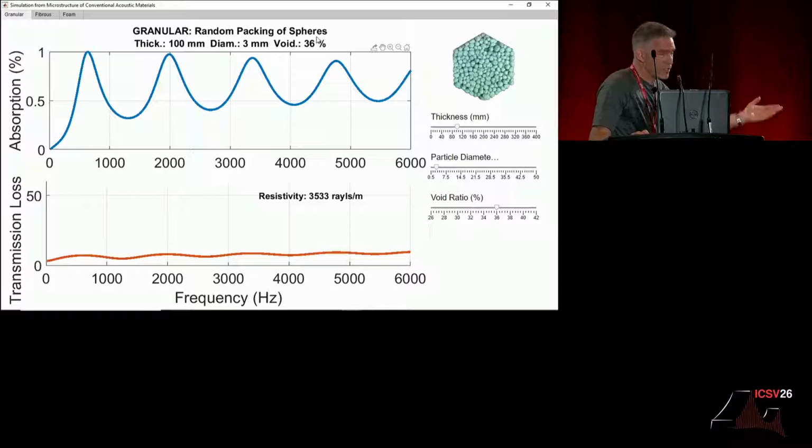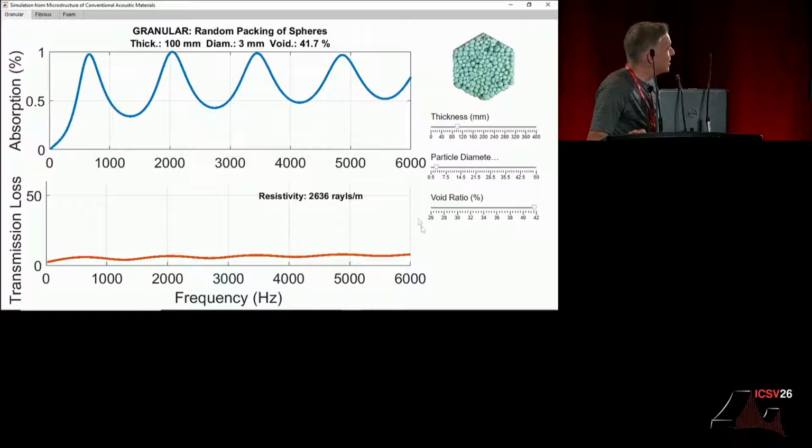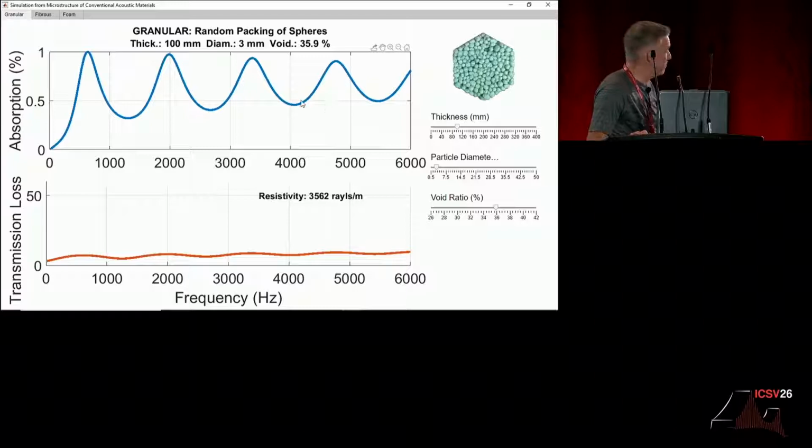If you want to minimize the tunnel behavior, you have to increase the void ratio or the porosity. But in this case, the void ratio only goes from 26% to 42%, from perfect packing of spheres to the loose packing of spheres. So it does not change a lot for the granular packing. For the particle diameter, of course, if I enlarge the particle diameter, the void between spheres will be larger. It will remain with the same percentage of open porosity, but the spaces between the spheres are larger, so the resistivity will reduce.